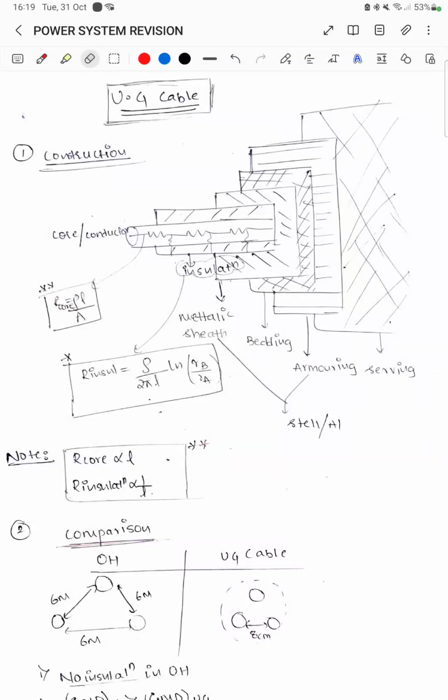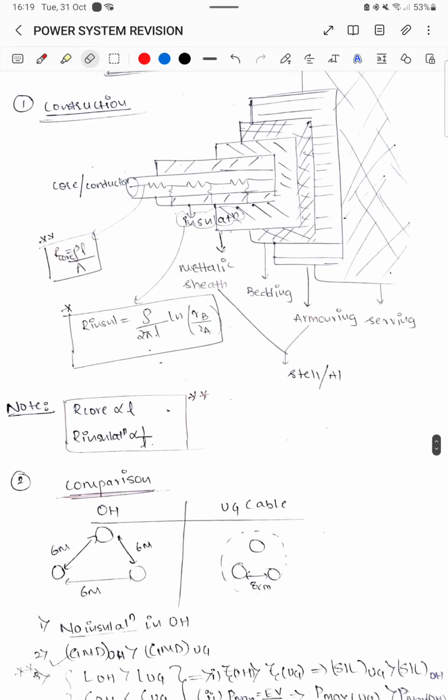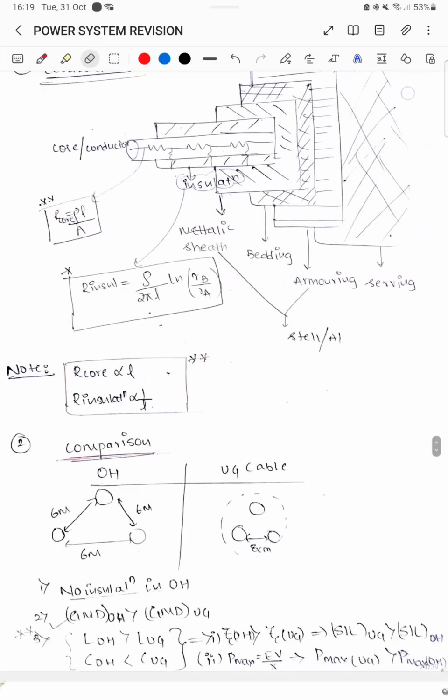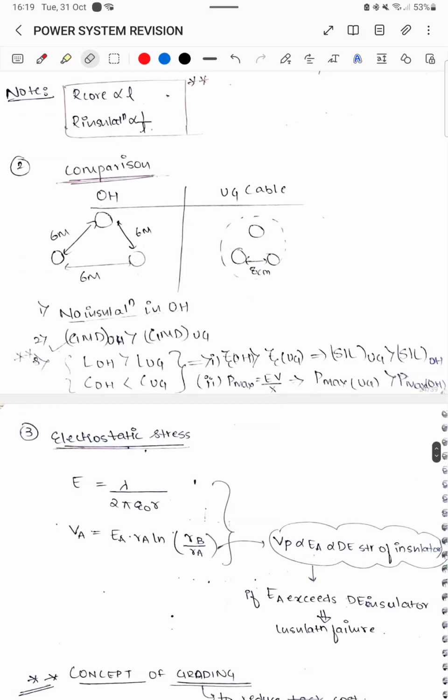Started with underground cable. Here we'll see a few points. So we'll first see construction of cable. We'll see about various layers. Then we will see difference between core resistance and insulation resistance and its dependency on L. We'll do a small comparison between overhead and underground cables.